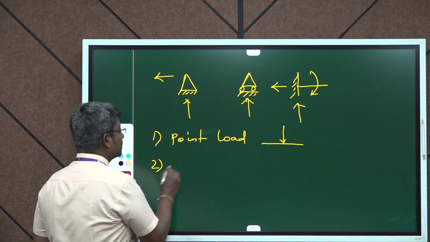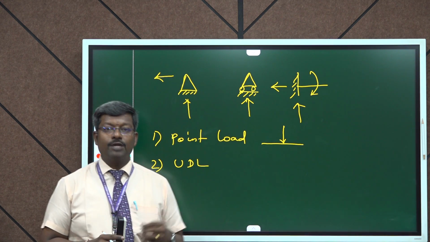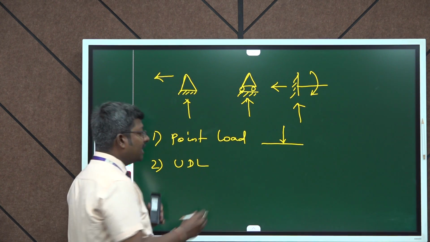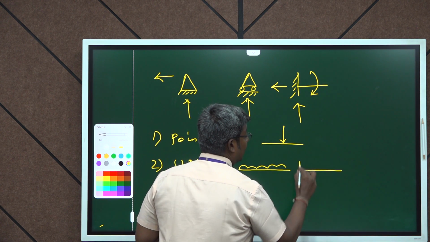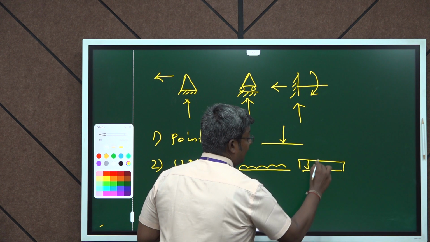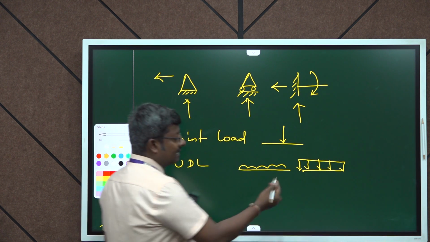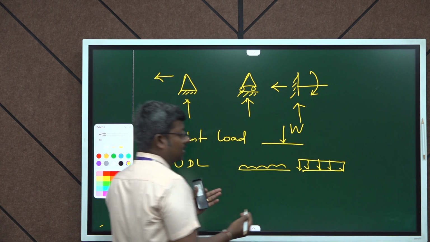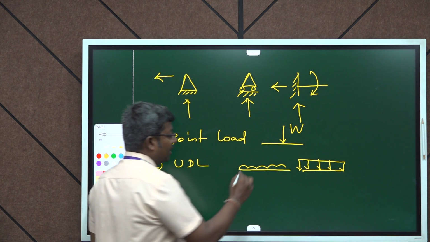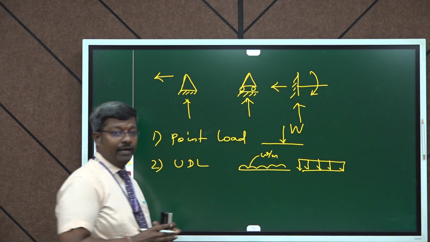Then the second one is UDL. UDL is nothing but uniformly distributed load. A uniformly distributed load can be represented like this, or it can be represented as a rectangular load in the figure. And the intensity of point load will be capital W, and the intensity of UDL can be represented as small w per meter or per unit run.